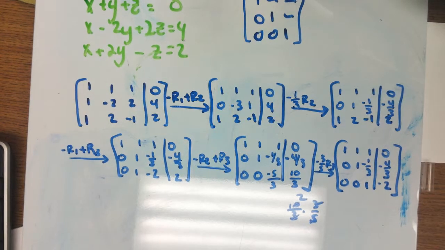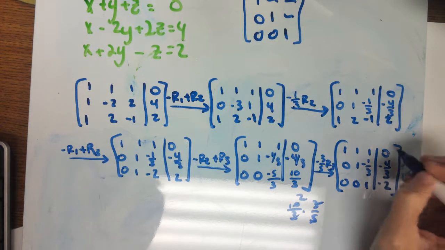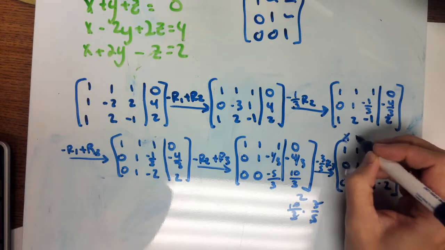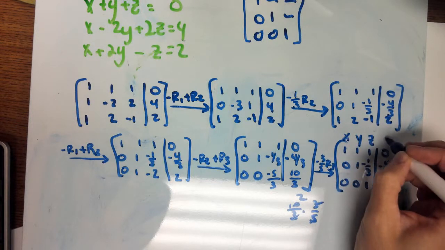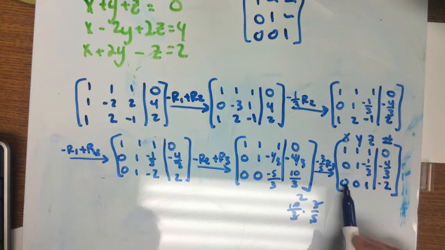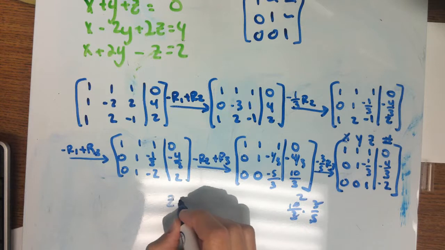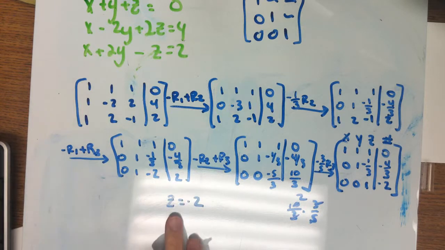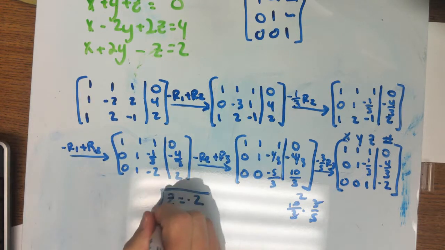So then if I'm solving this, I look to this matrix that I've created. We have my x column, my y column, my z's, and my constants, or my numbers. Always start at the bottom row. This tells me 0x plus 0y plus 1z equals negative 2. Oh, I just solved it for z.